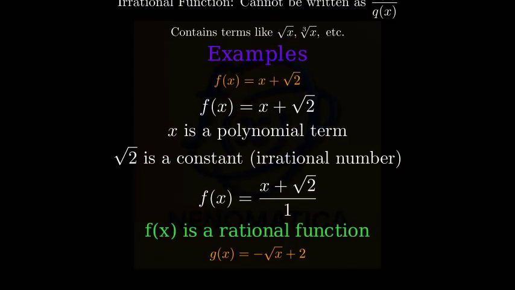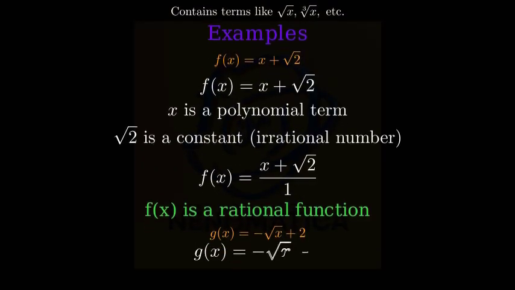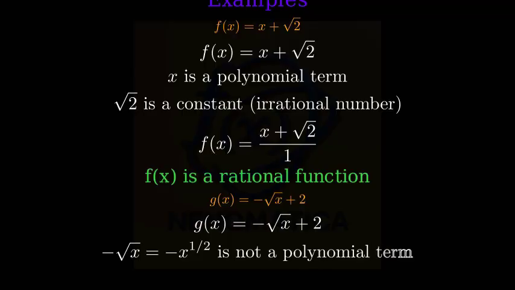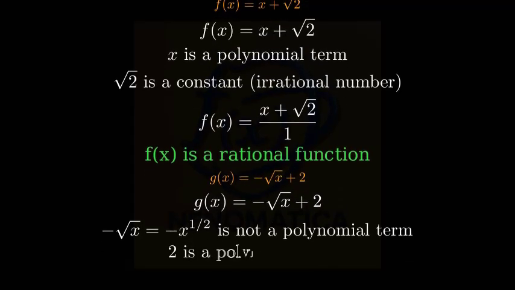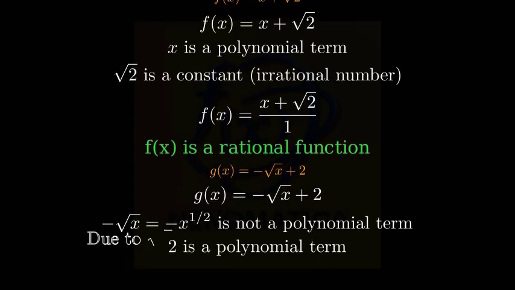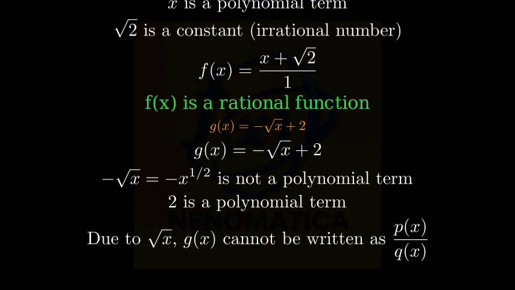g of x equals negative square root of x plus 2. Again, let's analyze the components. The term negative square root of x is not a polynomial term because x appears under a square root, which means it has a fractional exponent of 1/2. The constant term 2 is a polynomial. Since square root of x is not a polynomial term, the function g of x cannot be expressed as a quotient of two polynomials. Therefore, g of x equals negative square root of x plus 2 is an irrational function.